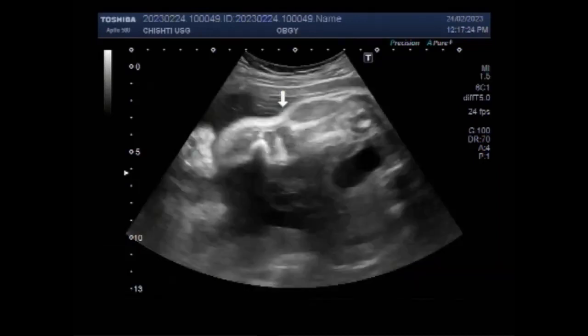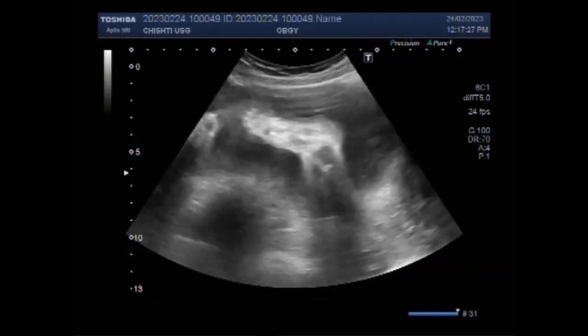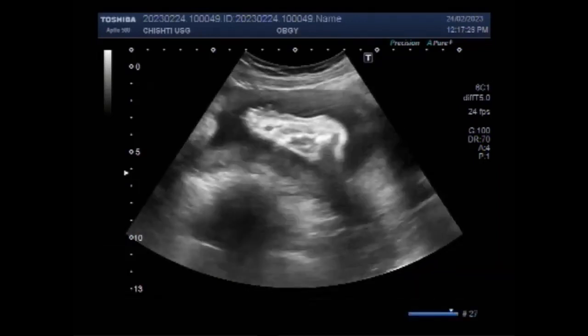Now you can see the femur length is far lesser than the head circumference. It is very small for dates.